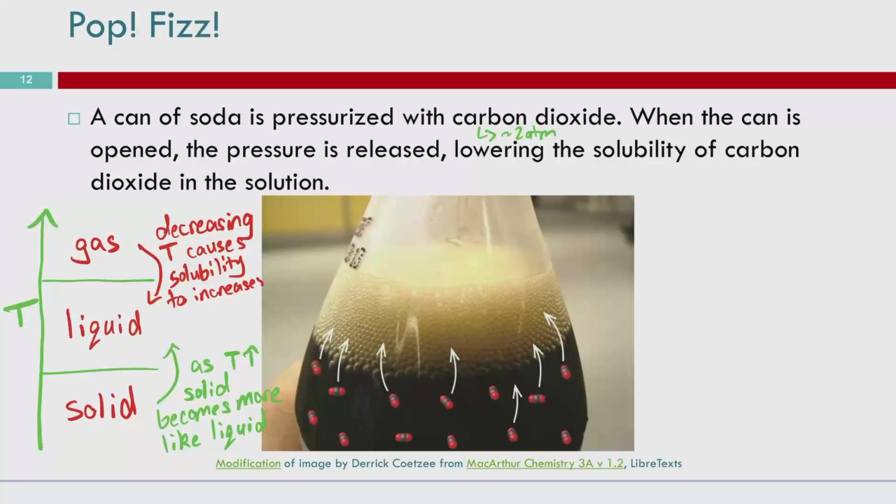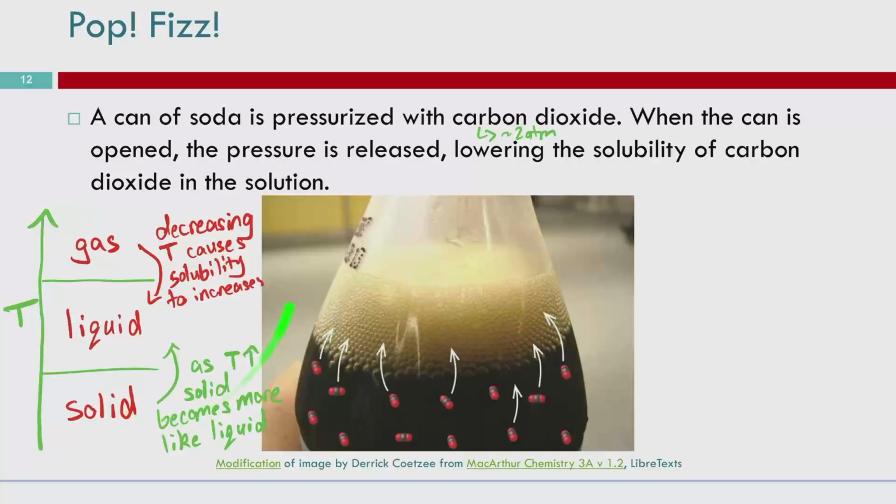And the opposite is also true. If we have a gas and we increase its temperature, we'll do this in blue. If we increase the temperature of our gas, we're moving away from it being like a liquid, and its solubility is going to decrease. It doesn't get along because it's now more gas-like and less liquid-like.